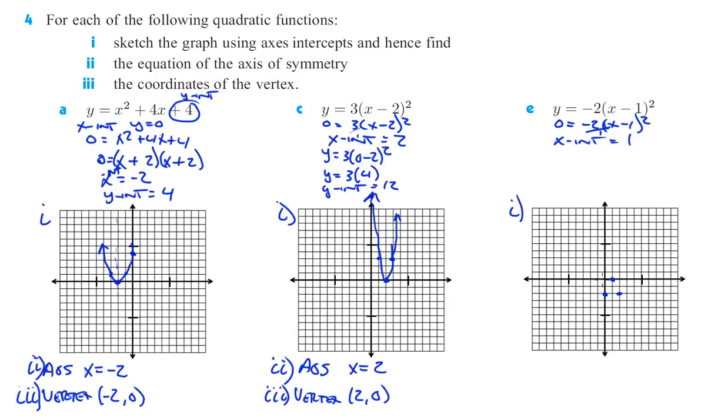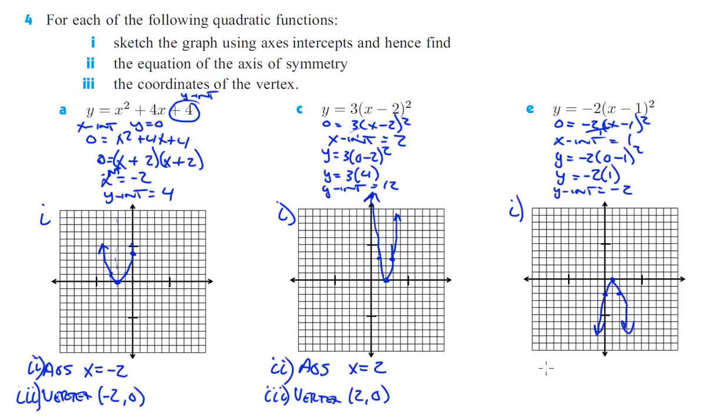And just to double check that our y-intercept should be here at negative 2, let's just double check. So that's going to be y equals negative 2 times 0 minus 1 squared, right? So y equals negative 2. 0 minus 1 is negative 1. Negative 1 squared is 1. So the y-intercept is indeed at negative 2, which we already found. Okay, so now we can sketch that graph there.